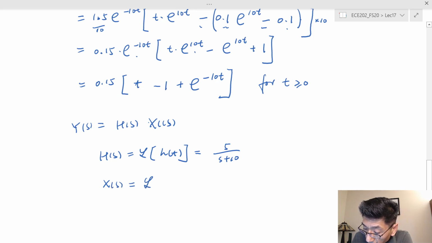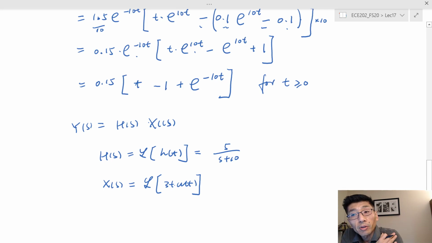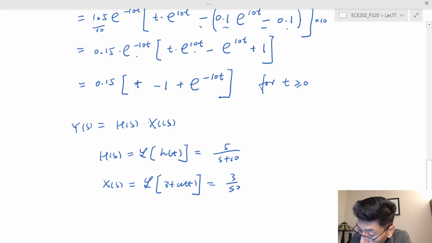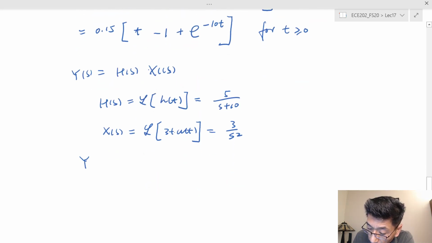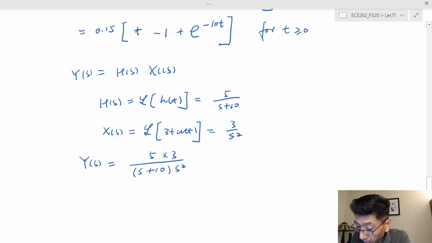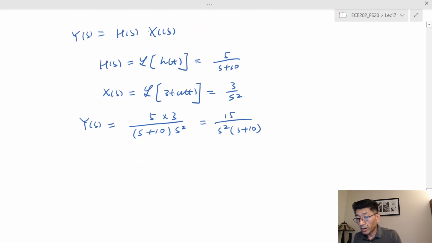And X(s) is the Laplace transform of x(t). x(t) is 3t u(t), and in this case, the ramp function, the Laplace transform is 1 over s squared. So 3 times that is equal to 3 over s squared, and therefore Y(s) is equal to 5 over s plus 10 times 3 over s squared. So we get 15 over s squared times s plus 10, and now we need the partial fraction expansion, right?